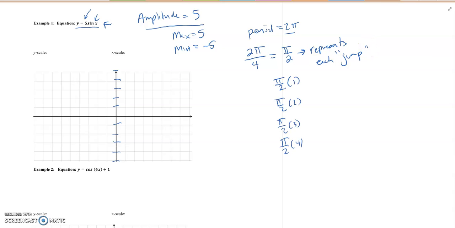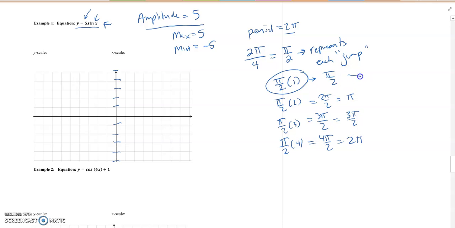You can figure out what each tick mark is by taking pi over 2 and multiplying it by 1. That gives you the first one, which is pi over 2. Pi over 2 times 2 is 2 pi over 2, which is just pi. Times 3 is 3 pi over 2. And 4 times pi over 2 is 4 pi over 2, which is just 2 pi. These represent our tick marks.